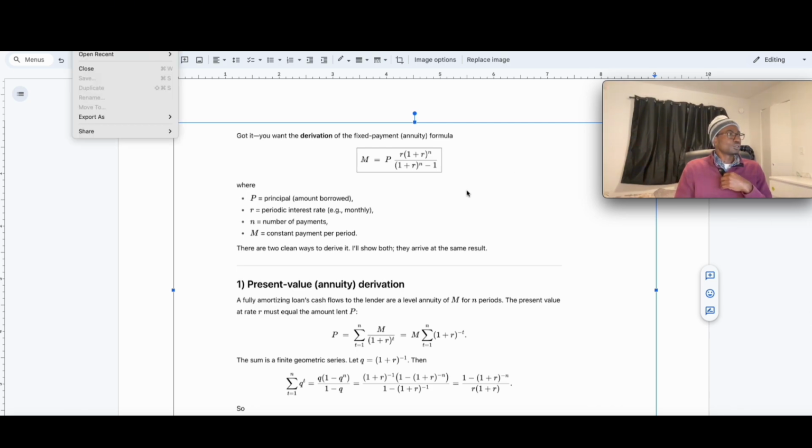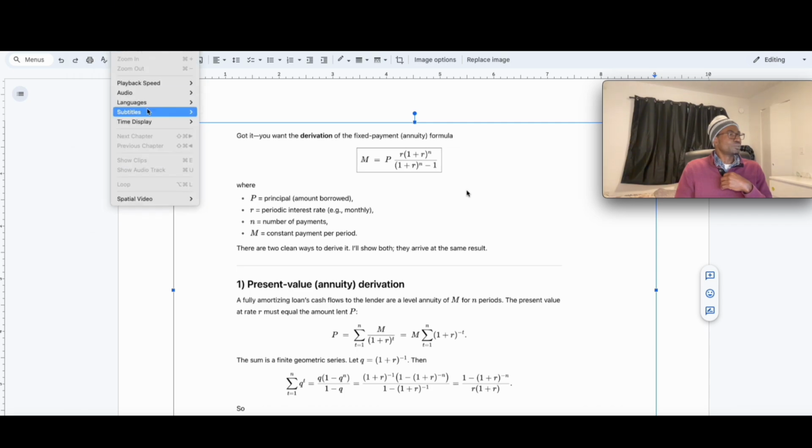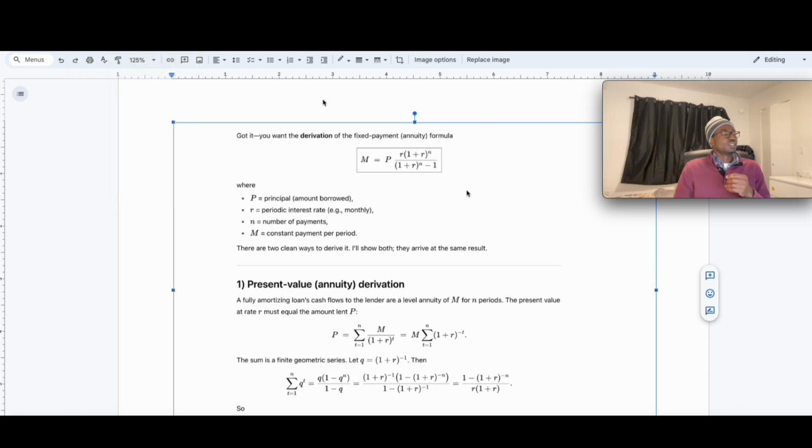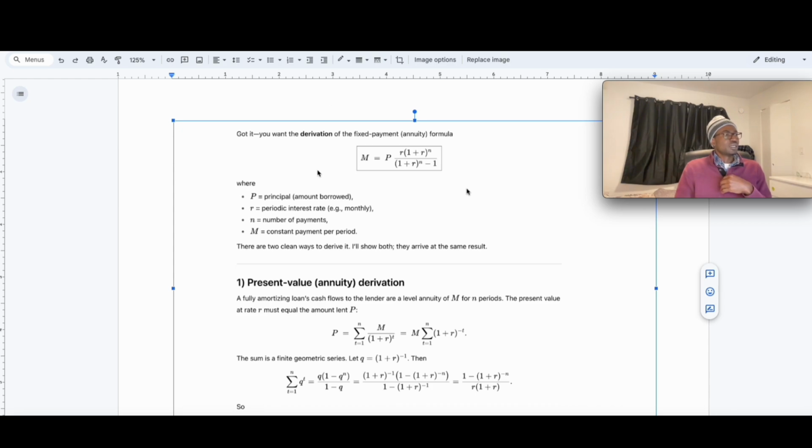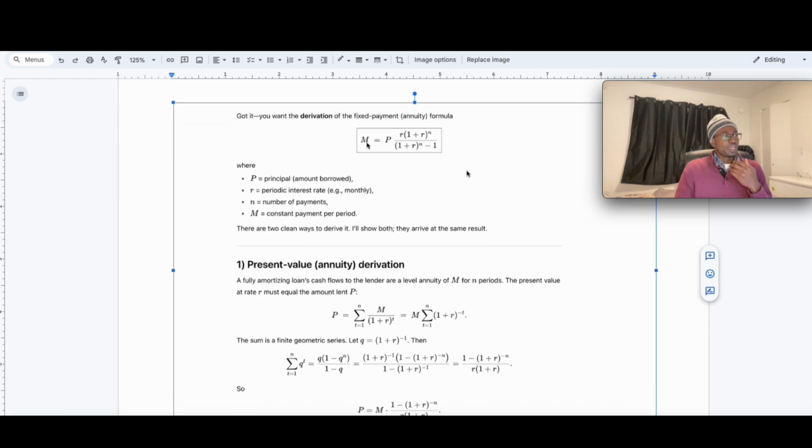This is the formula. You see M here in this case is the constant payment per period, and P is the principal. This is the amount we borrow from the bank, the principal. And then R is the rate. It's an annual rate, but because you'll be paying monthly, you divide the amount per annum by 12 so that you have the monthly rate.